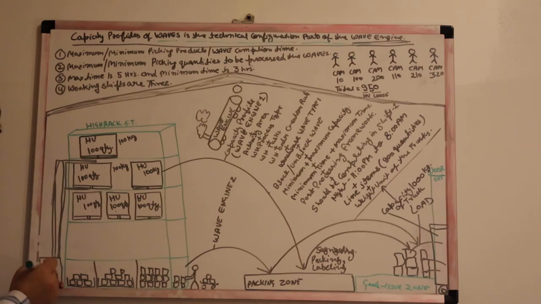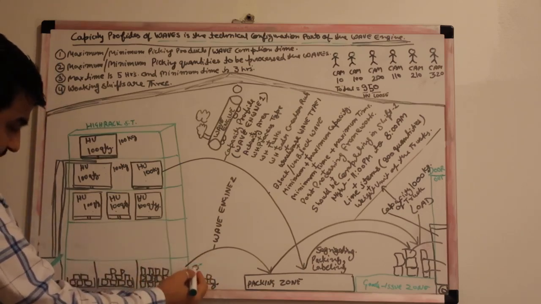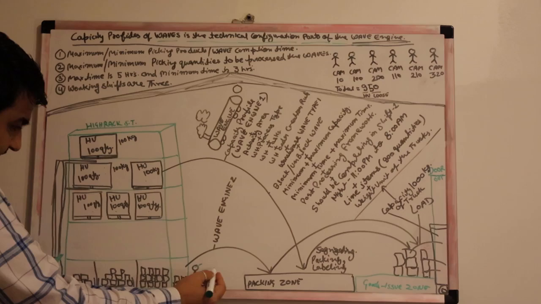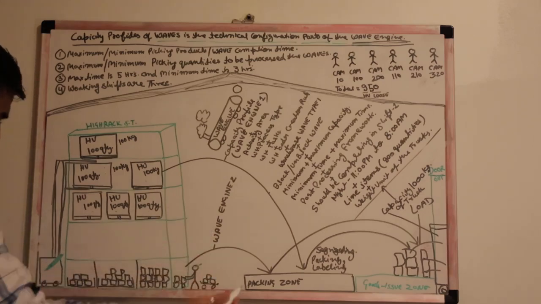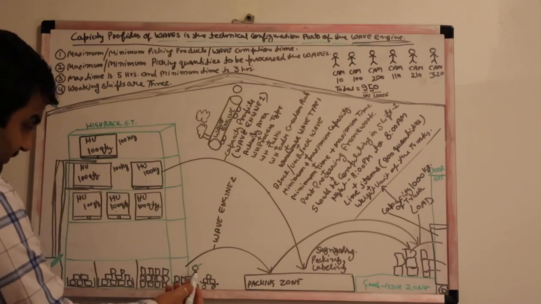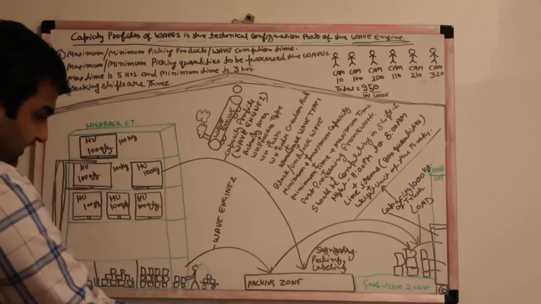Here we have one of the cranes, a high reach. So this is one resource, this is one resource. Loose quantity can be picked by 1%, 2%, 3%. Totally it depends upon the business. So he is picking, he is putting it here, and here bringing it to the packing station.